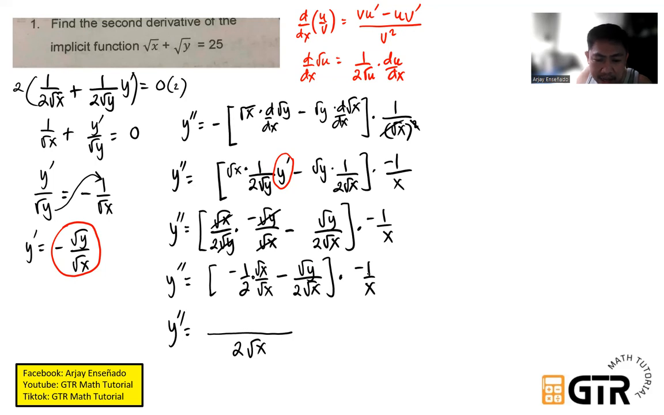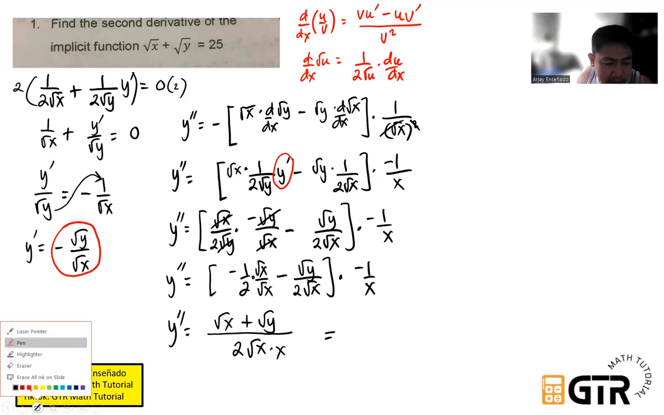And then let's now distribute the negative 1 over x. So negative 1 multiplied to this. So we have negative square root of x times negative 1. That will become square root of x. Negative square root of y times negative 1 is positive square root of y. And then put x here: 2 square root of x times x. So that becomes our final answer.